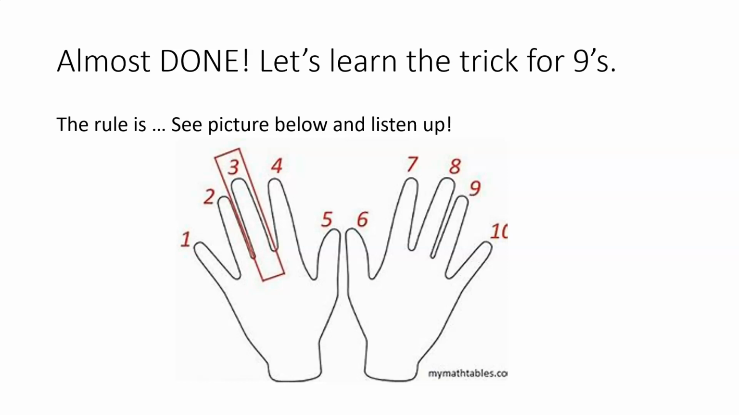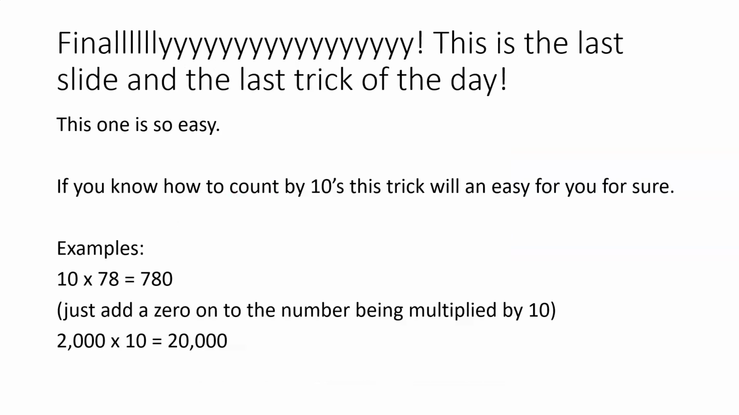Almost done. Let's learn the trick for the 9s. The rule is see the picture below and listen up. So, first you put your 10 fingers up and then, like the picture says, you put your third finger down. The left side is how many 10s and the right side is the 1s. So there are 2 fingers on the left side and 7 fingers on the right side. So the answer is 27. You're almost done.